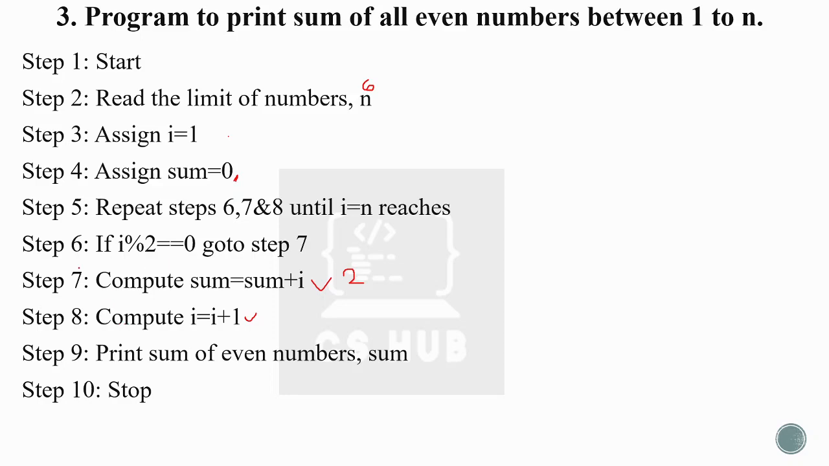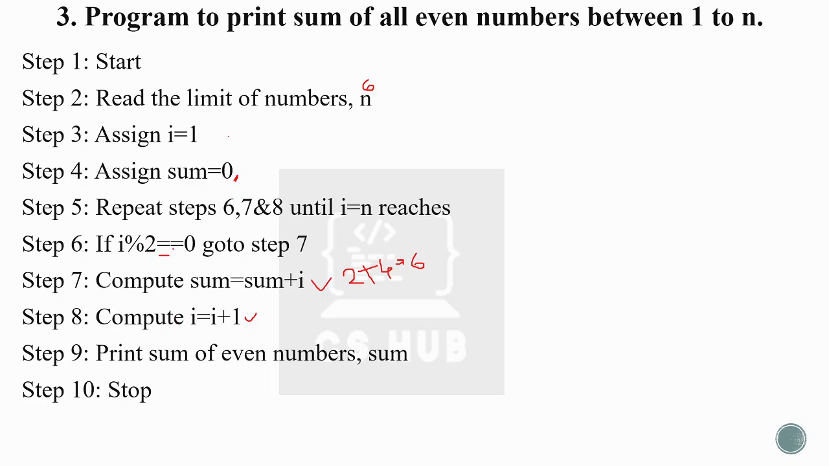We get 4, right? 4 % 2 equal to 0. That's true. So 4 is an even number, right? So we add that 4 with sum: sum equals sum plus I. Our sum is 2 now and our I is 4 now. So 4 plus 2 equals 6. 6 is the current value of sum. And again I gets incremented. I becomes 5. 5 % 2 equal to 0 is false. So just increment I again.